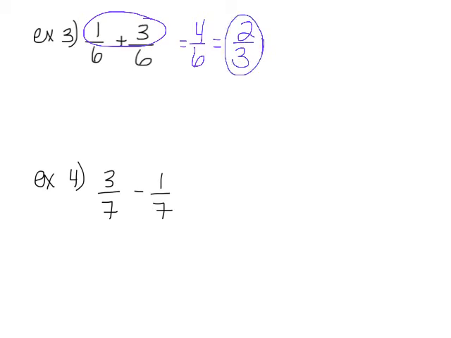And then for our second example, we have 3/7 minus 1/7. And since they're both like denominators, I can just go ahead and subtract them. And I'm going to get 2/7. And that can't simplify anymore, so 2/7 is my final answer.